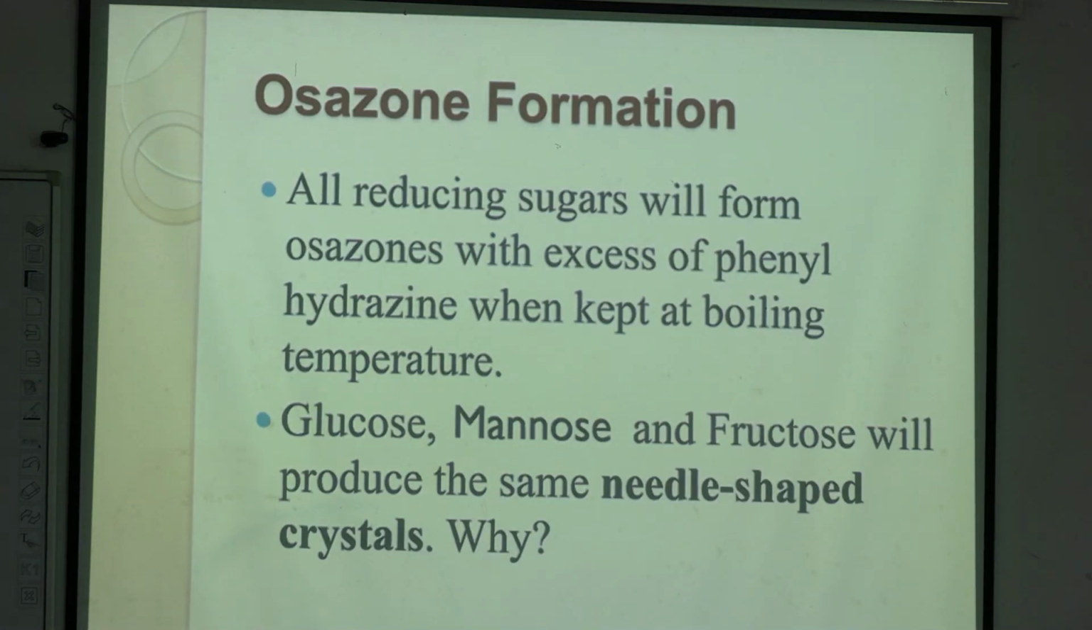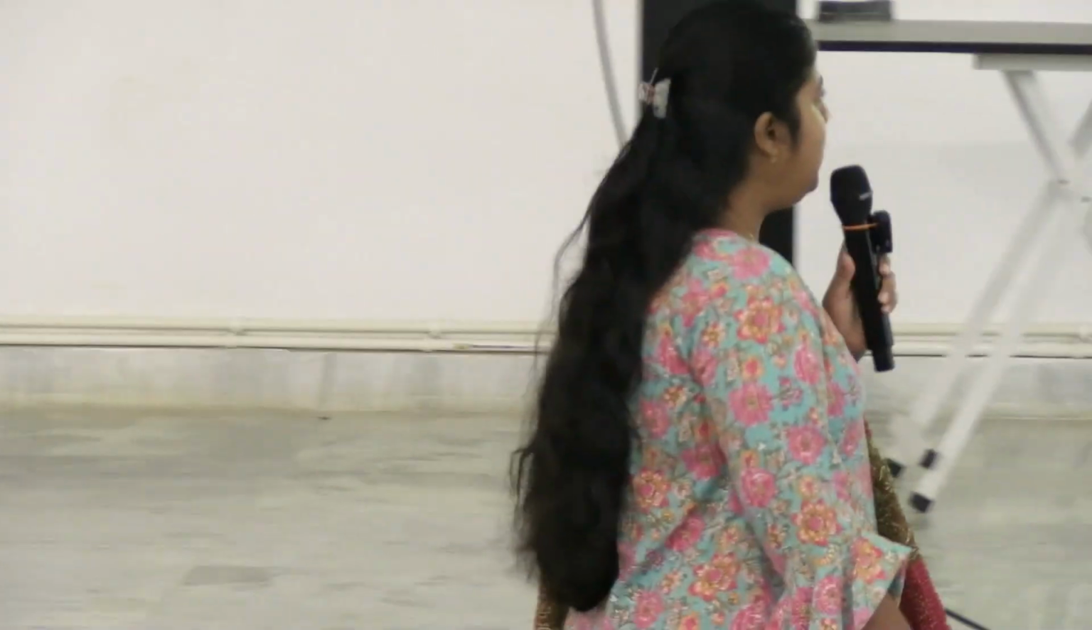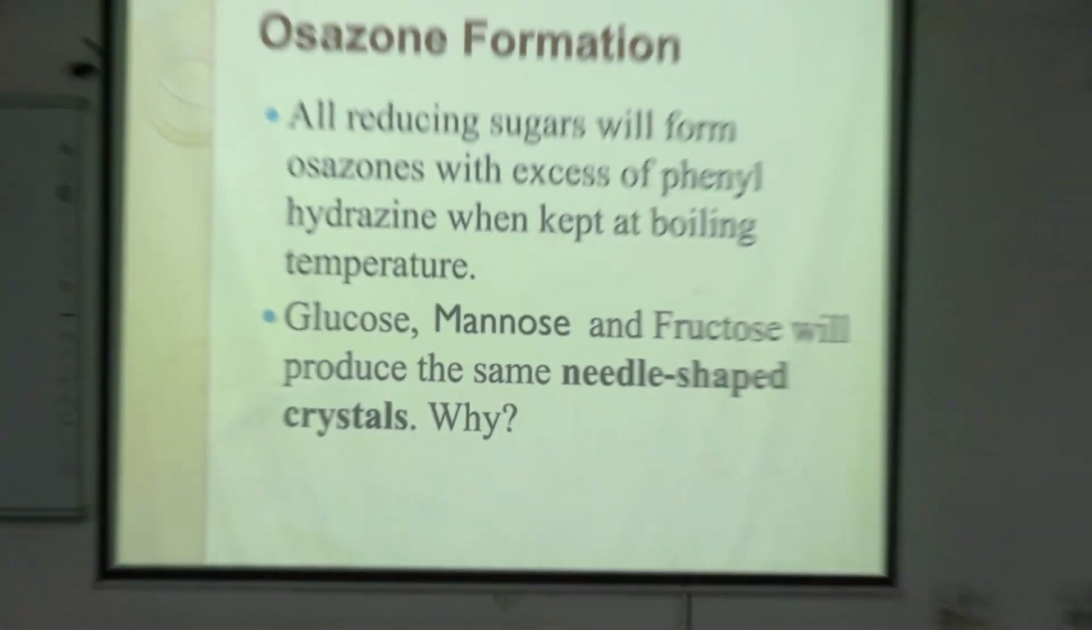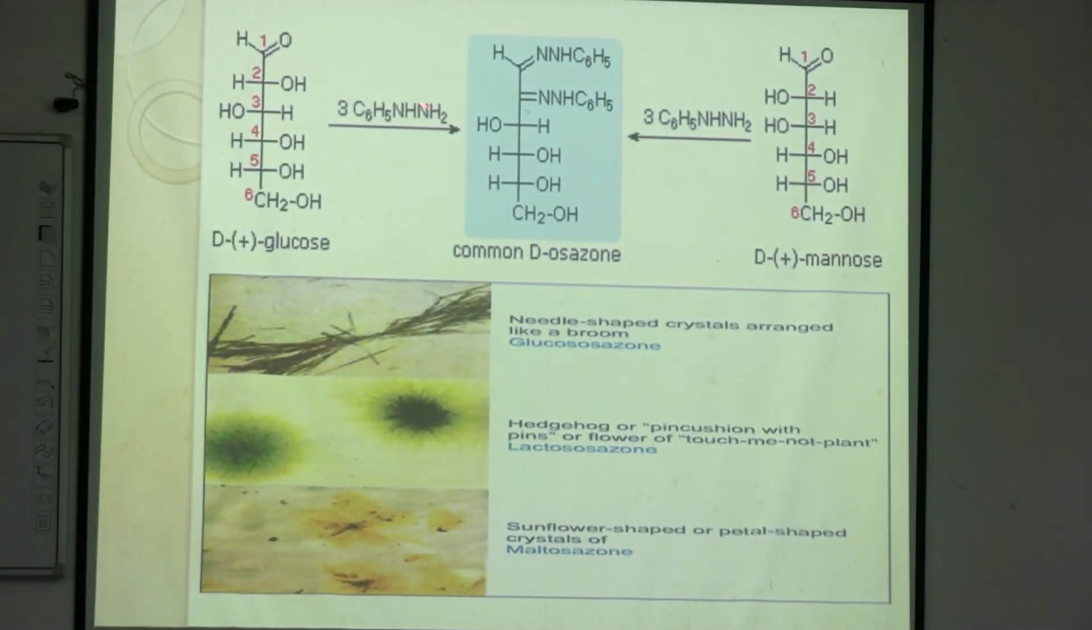Now, another important reaction is Osazone formation. Osazone formation is to determine the individual monosaccharides or carbohydrates. Not only monosaccharides, disaccharides also give Osazone reaction. So what happens here? Phenylhydrazine reacts with the functional group and they produce the Osazone structures. Okay. Here, this is the phenylhydrazine compound. It will react with carbon 1 and 2 according to the presence of functional group.